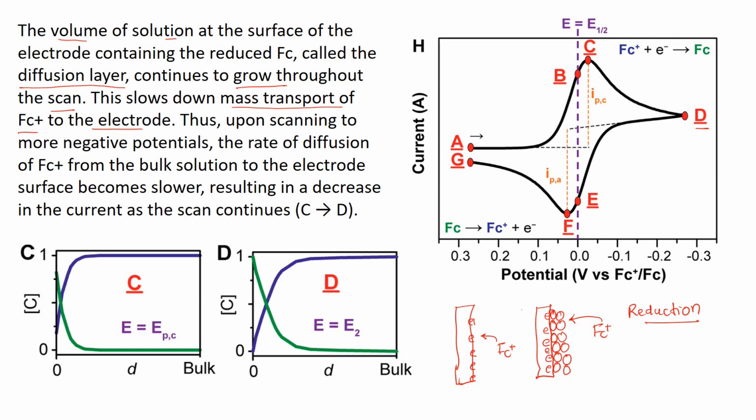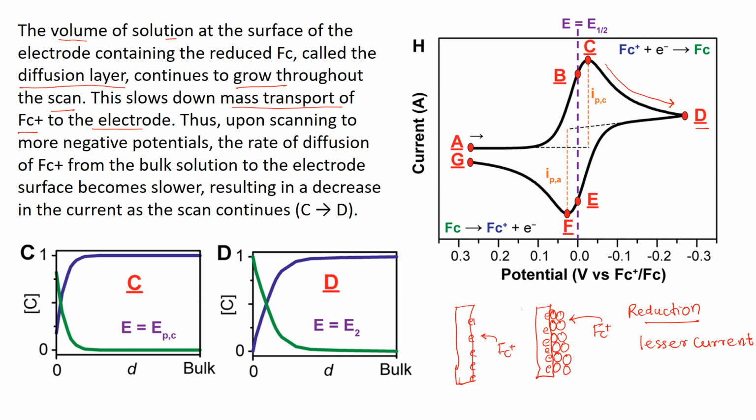Okay, so that means there is lesser current because the transport or the transfer of ions is not happening. So there is reduction in the current. That is why there is a decrease in current from C to D.